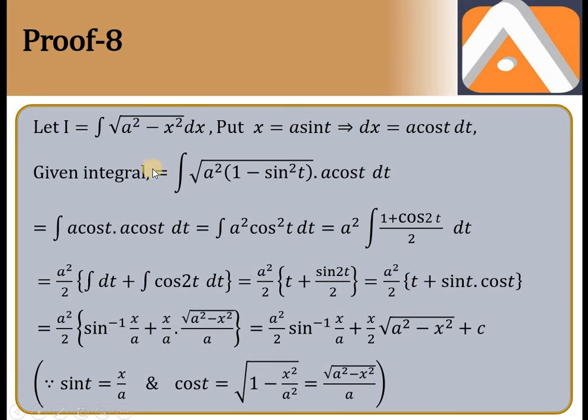So what is t value? From this replace t is equal to sin inverse x by a, because sin t will be x by a and cos t will be under root of a square minus x square by a. So see here a square by 2 into sin inverse x by a plus here a square will get cancelled, x by 2 into under root of a square minus x square plus c. Here the substitutions I have written.